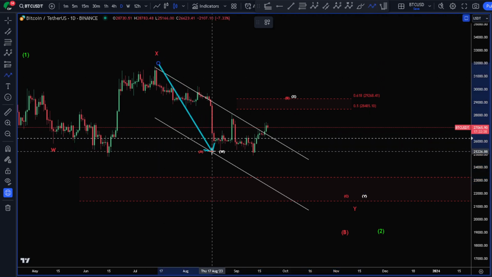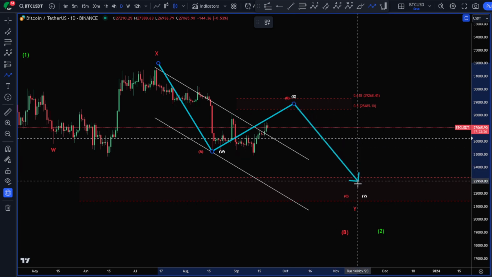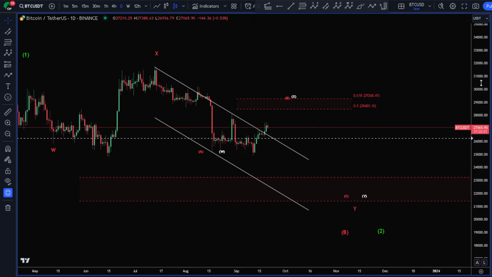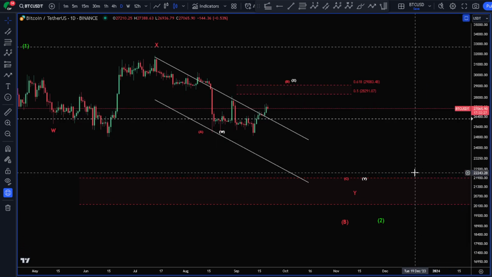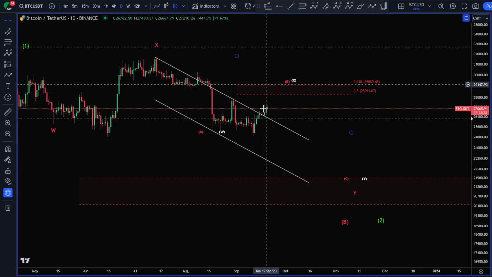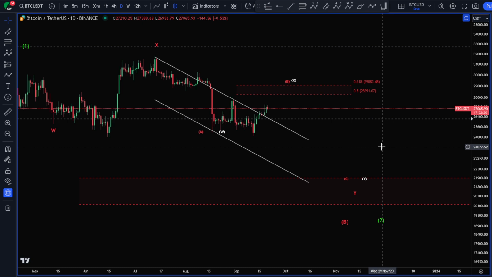of this wave down of our A wave or W wave at retracement level, looking for a pivot up in this area between 28,485 and 29,268 on linear, 28,291 and 29,83 on log scale.